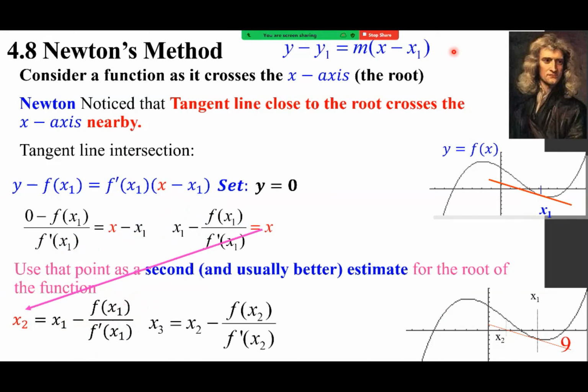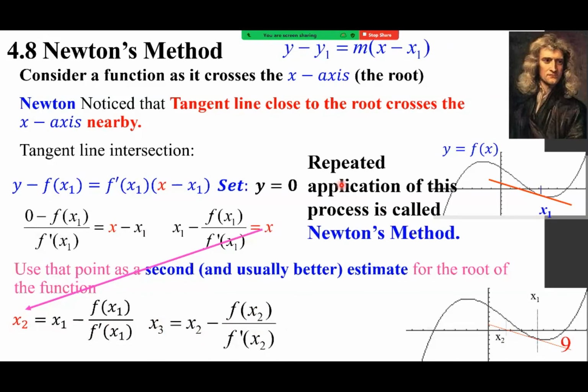And if we continue with that, the next one, x sub 3, would be x sub 2 minus f of x sub 2 over f prime of x sub 2. And repeated application of this process is called Newton's method, which gives rise to the general formula. Instead of 2 and 3, we call it x sub n plus 1 is x sub n minus f of x sub n over f prime of x sub n, meaning the next point, n plus 1, refers to the next point. You use the point before that, and you do the process.